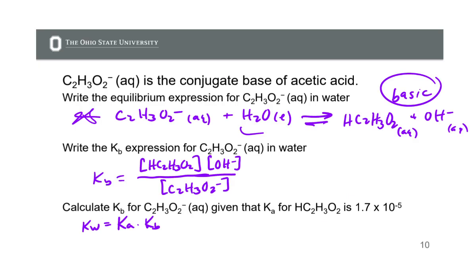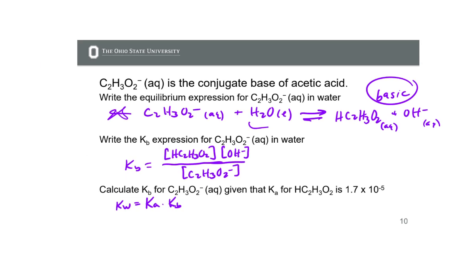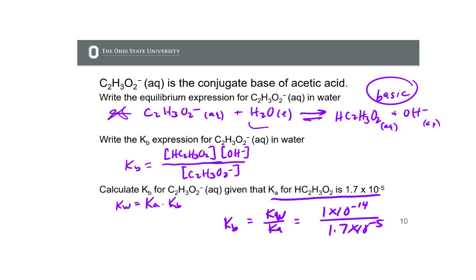Board. We saw that last time. Okay. So if we know the Ka for acetic acid, we can calculate the Kb for acetate ion. So Kb is going to be equal to Kw over Ka, which is 1 times 10 to the minus 14 over 1.7 times 10 to the minus 5, and we'll get 5.6 times 10 to the minus 10.